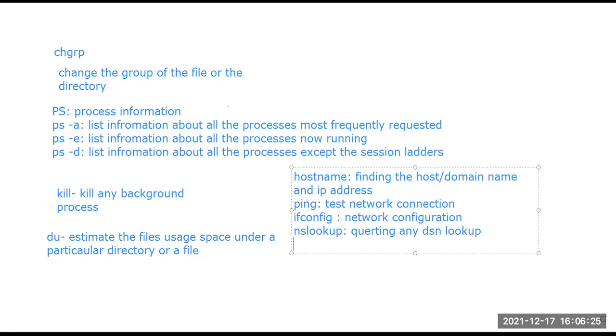Next we have traceroute. What is the role of traceroute? It traces the routing steps the packet takes to get to the network host. Traceroute helps us find out the steps of the packet.